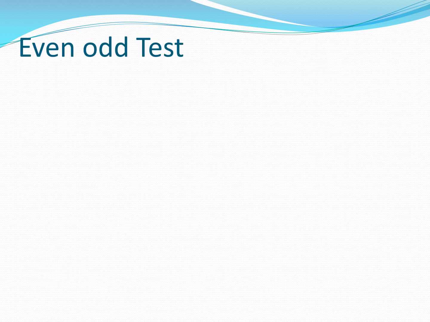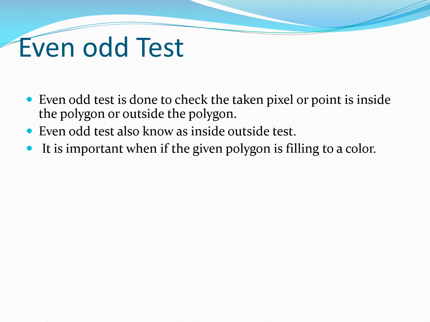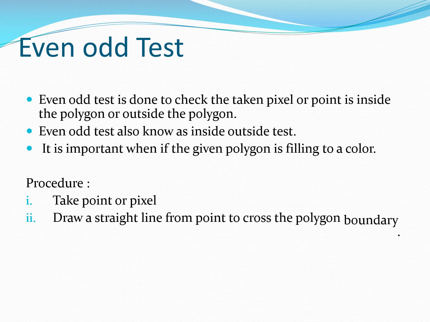It's the even-odd test. What is the even-odd test? It checks whether the taken pixel or point is inside or outside the polygon. What is the procedure? How do we check whether the given pixel is inside or outside? As we discussed, it is important for filling color into the polygon. So what is the procedure? First, take a pixel, then draw a straight line from that point to cross the polygon boundary.